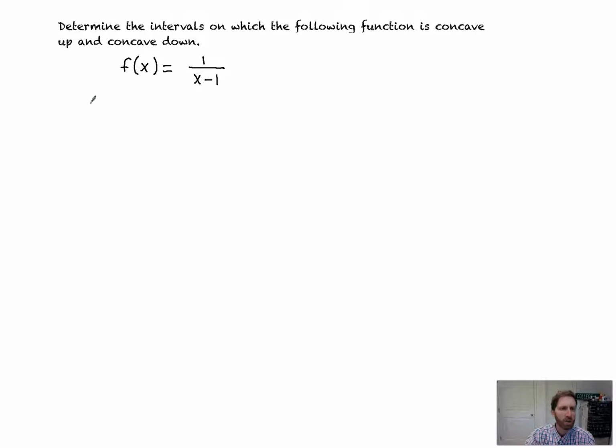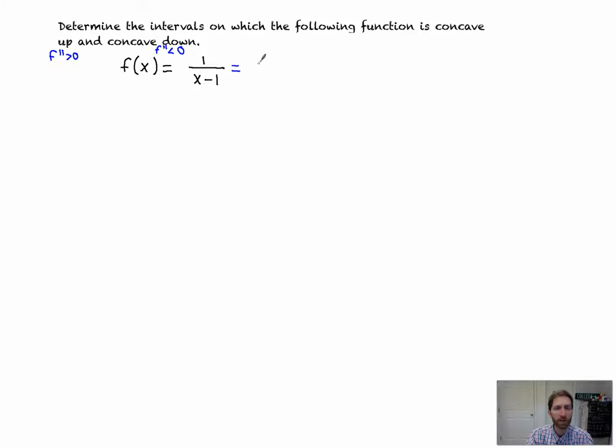Okay, so determine the intervals on which the following function is concave up and concave down. In other words, we need to figure out when f double prime is greater than 0 and f double prime is less than 0. This will seem very similar to figuring out when f was increasing and decreasing, but we're just going to do it with the second derivative. So I want you to link it to what we did in lesson 3.3.